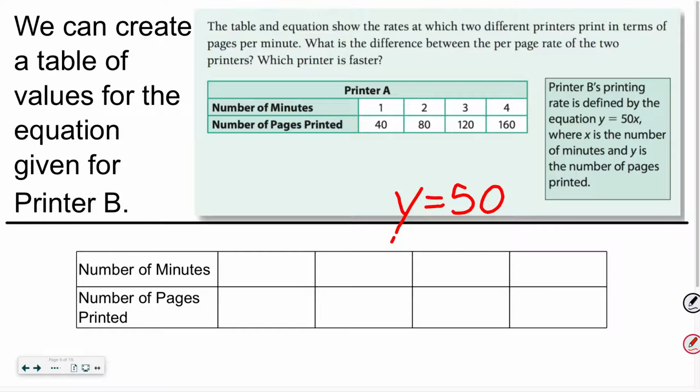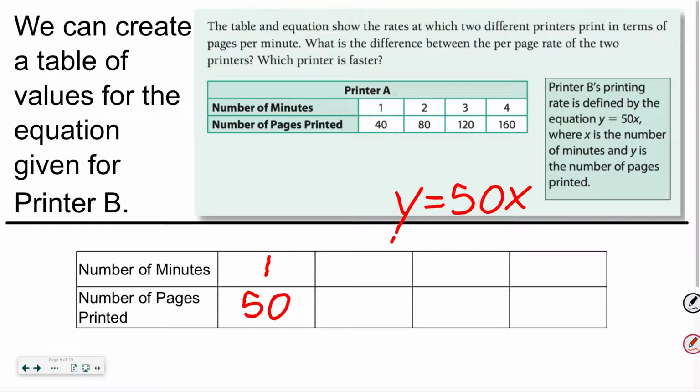Who can give us one value in that table? Go, someone different. Yeah, what's one of them? 50 and 1. Where would the 1 go and where would the 50 go? 50 would go with pages and 1 would go with minutes. Good. Who can give another value?